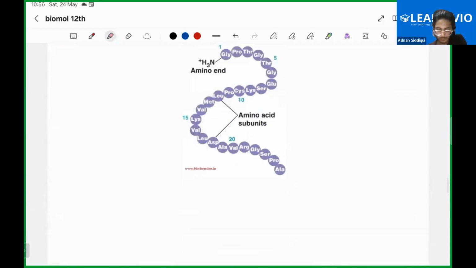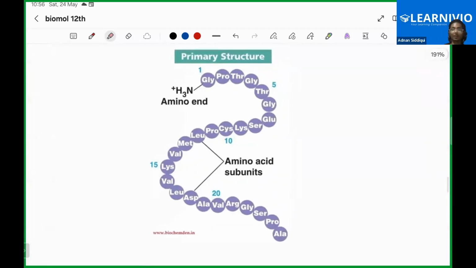We talked about 20 different types of amino acids joining together to form a protein. They join in this manner. Suppose I replace glycine at the first position with SER. Then I generate an entirely new type of protein. On the basis of sequence, we can generate many different proteins, but the basic condition is that we need these 20 types of amino acids.